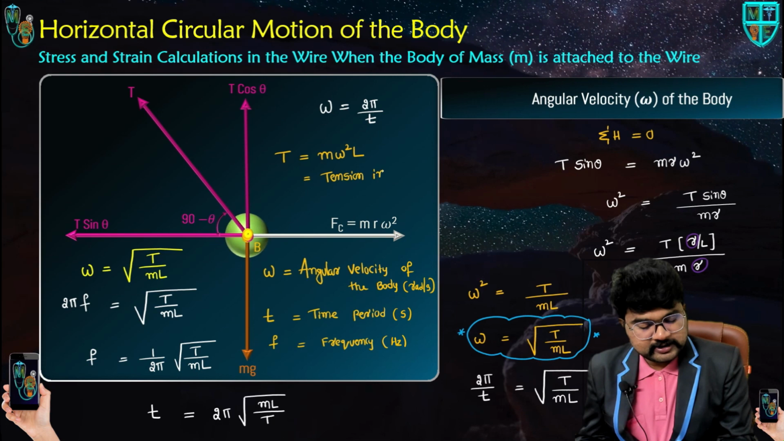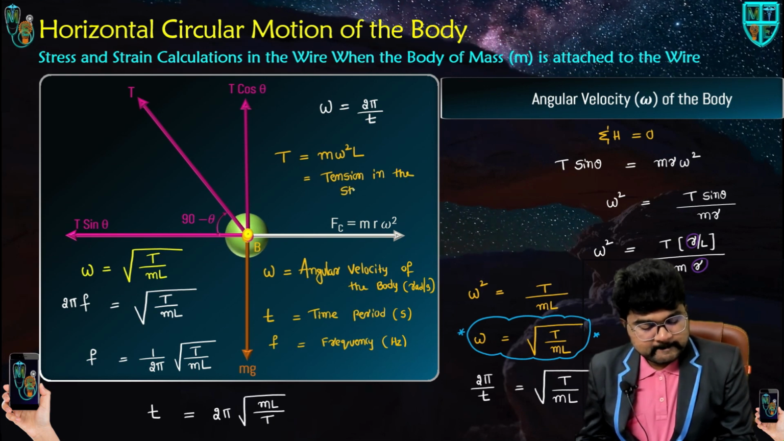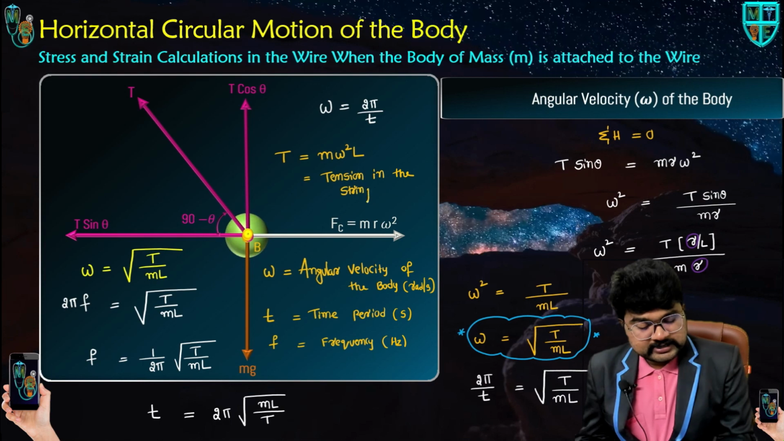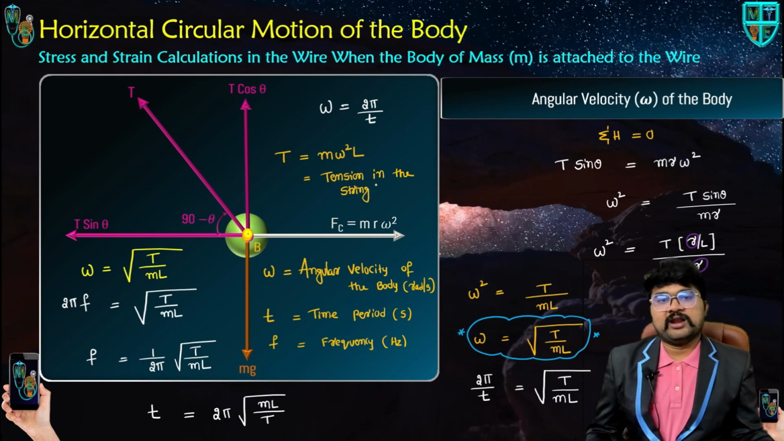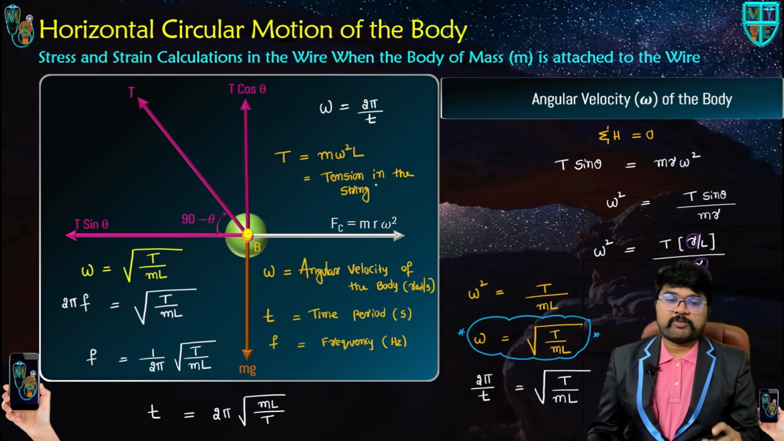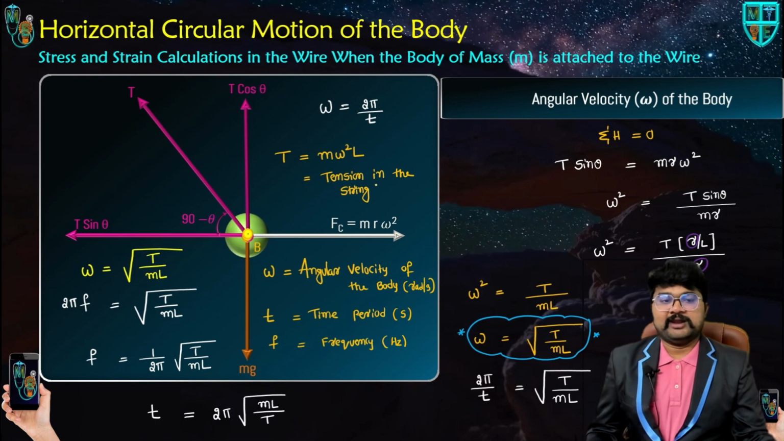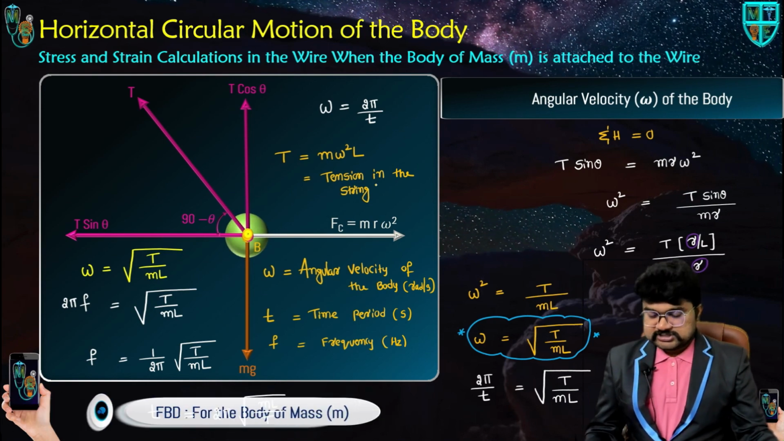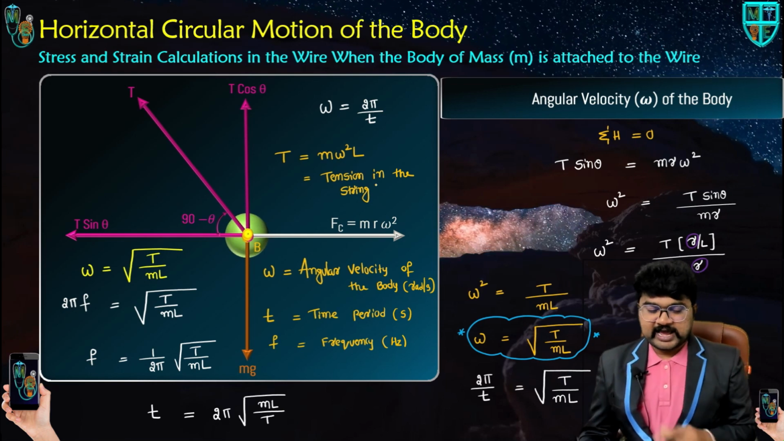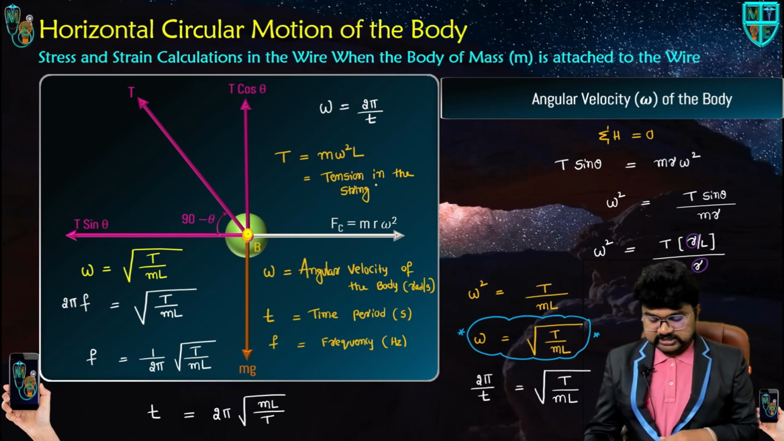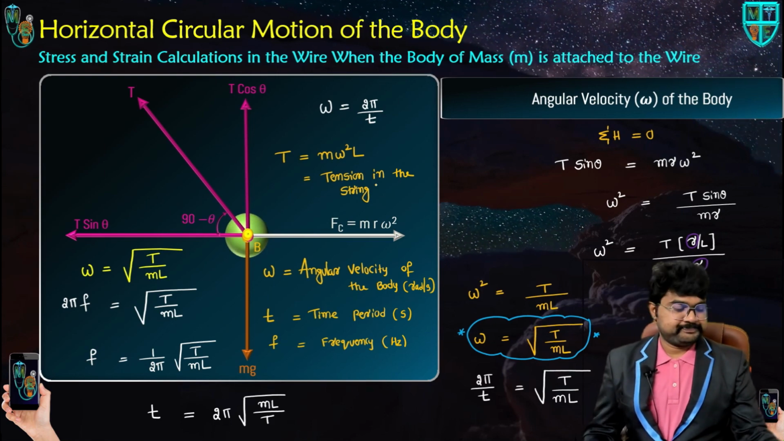Tension in the string equal to m omega square L. Angular velocity of the body equal to square root of T by mL. So this is the free body diagram for the body. Time period small t equal to 2 pi square root of mL by T.